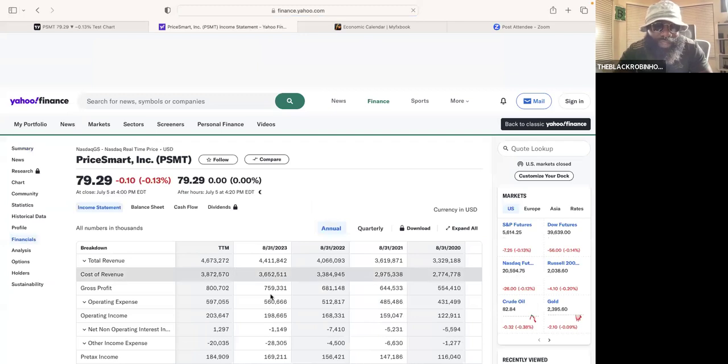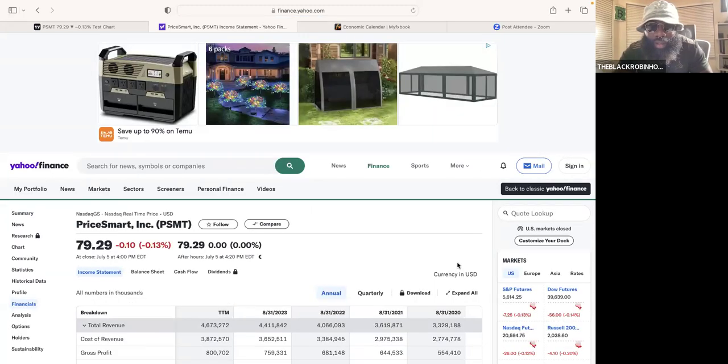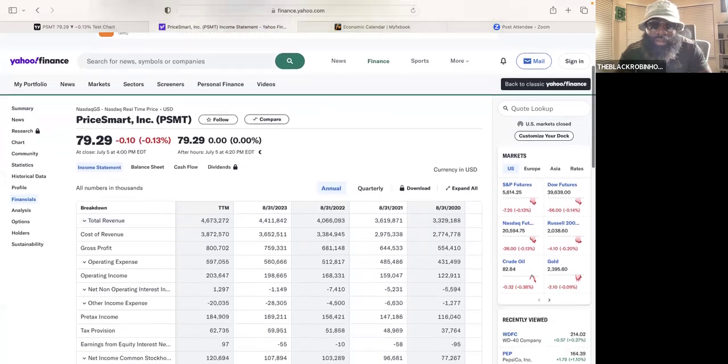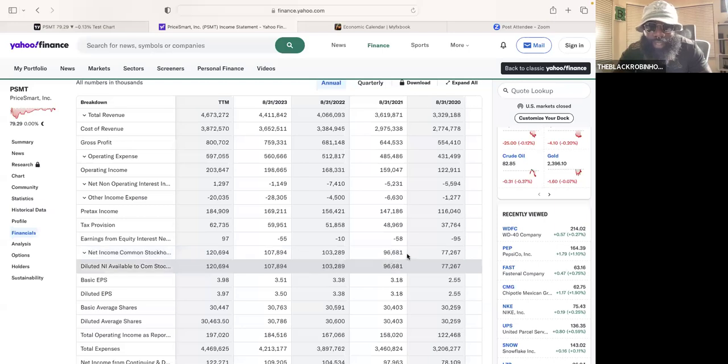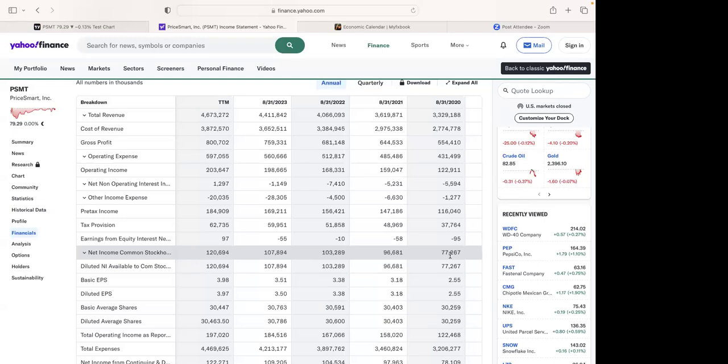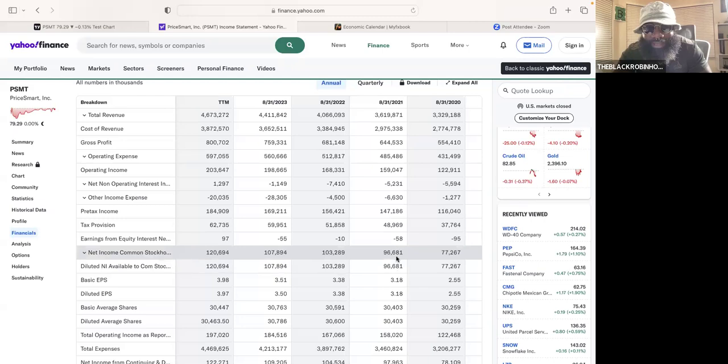To get more confirmation. So revenue, 3 billion, 3.3 billion in 2020, 3.6, 4 billion, 4.1. So they're making more money, right? They're making more money, which is good. But the question is, are they keeping more money? So let's see. Net income, 77 million in 2020, 96 million 2021, 103 million 2022, 107 million 2023. So they're making more money and they're keeping more money.